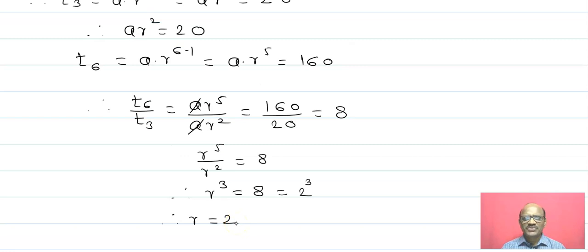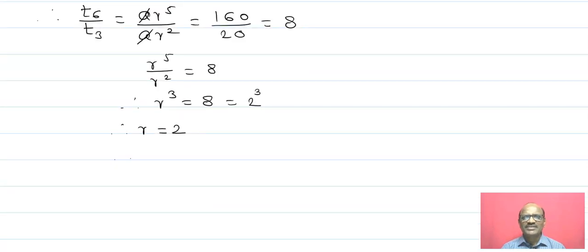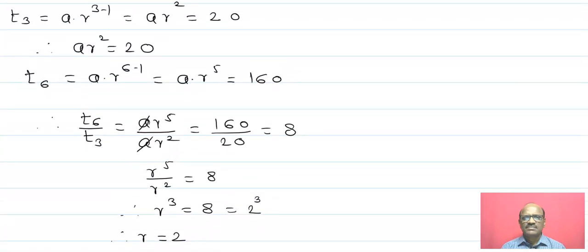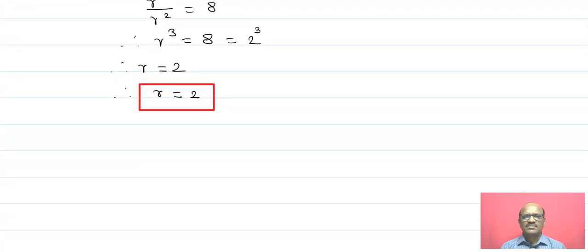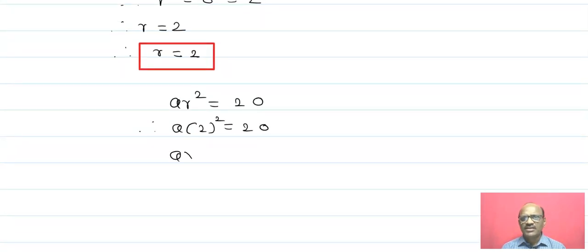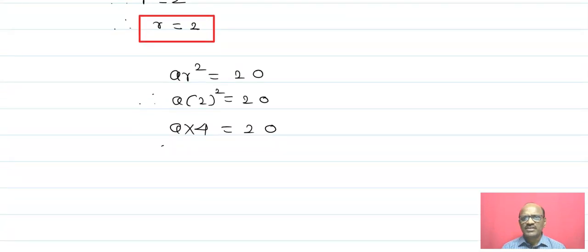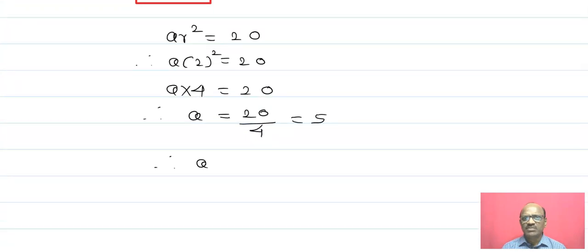Value of R is equal to 2. I am correcting it. R is equal to 2 here. Now next is AR square is equal to 20. Substitute the value of R, that is 2. That is A into 2 raised to 2 is equal to 20. Therefore A into 4 is equal to 20. Therefore A is equal to 20 upon 4. Therefore A is equal to 5.